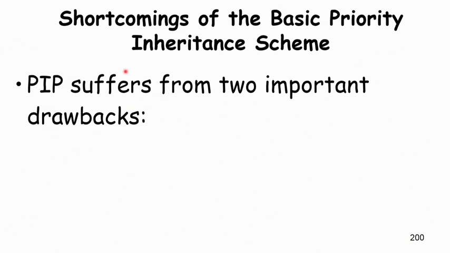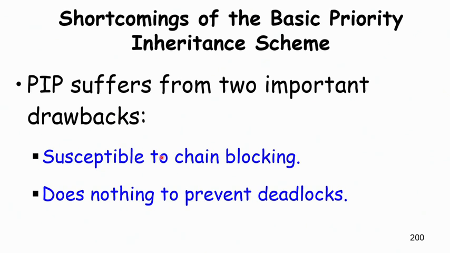We saw in the last lecture that this protocol, the simple priority inheritance protocol, does overcome the unbounded priority inversion problem, but then it introduces some problems and also does not address well some other problems. Now, let us first identify these disadvantages of the basic priority inheritance protocol, then we will look at more sophisticated protocols. So, let us look at the shortcomings of the basic priority inheritance scheme. There are two important drawbacks of the priority inheritance protocol. The first one is chain blocking. We will see what exactly is chain blocking, and then the second is that it does nothing to prevent deadlocks.